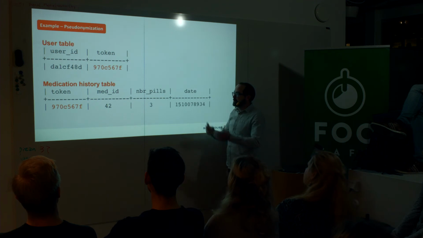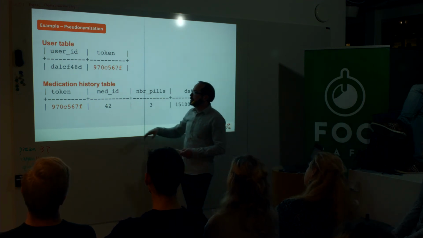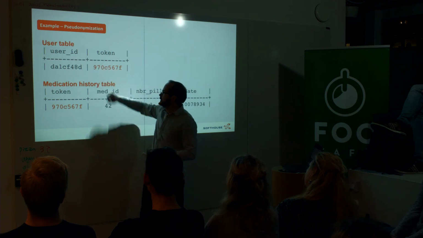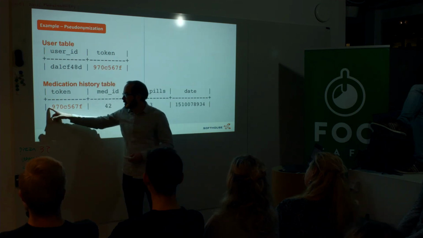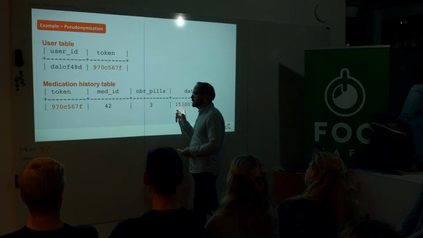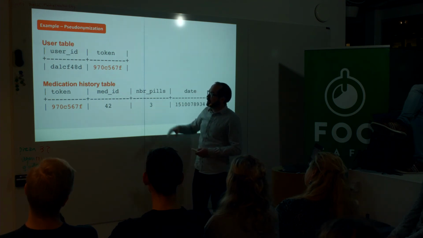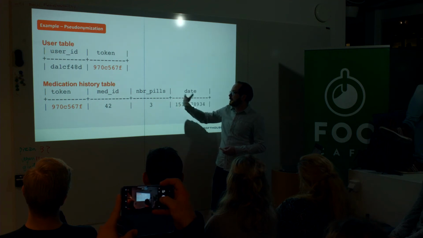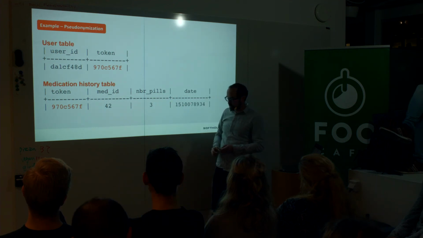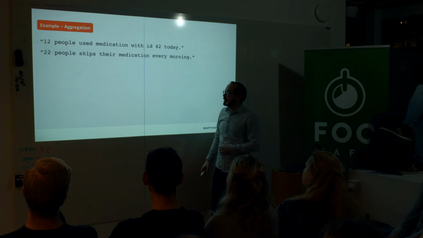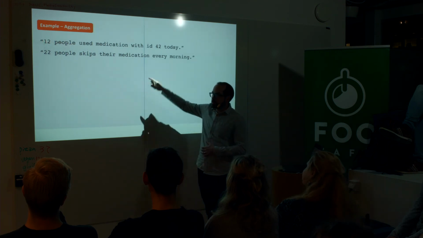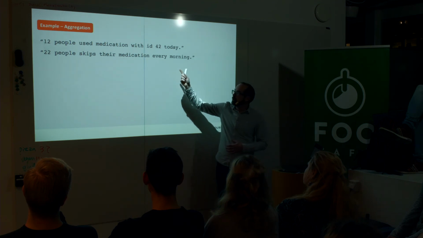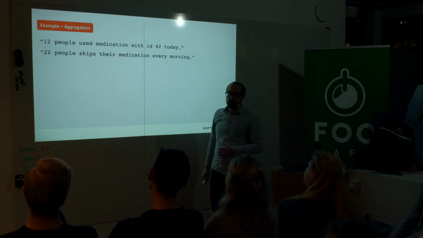So in a very simple example, this is how we would do it. We would have a user table in one database. We will have a random token, which will connect another table in another database where we store the medication history of how many pills and so forth that this person has taken. Looking at aggregation, this is an example of aggregation. We put things together so you can't really identify who did what.